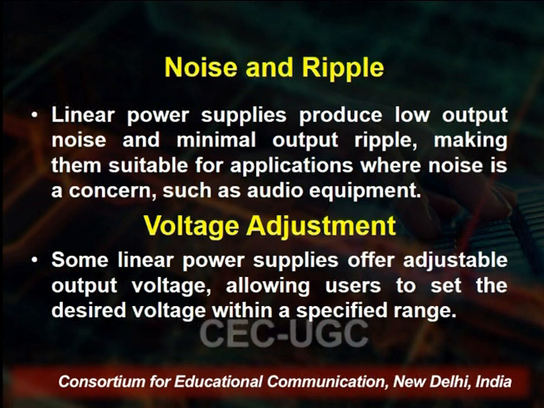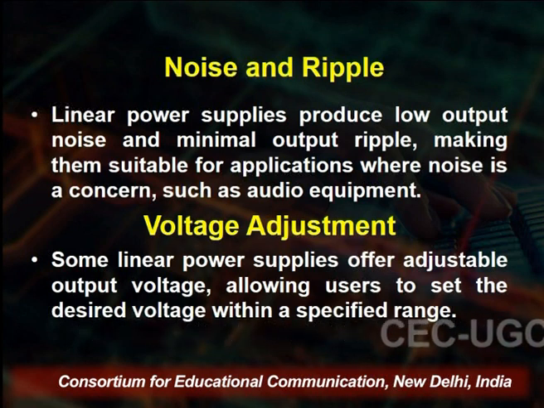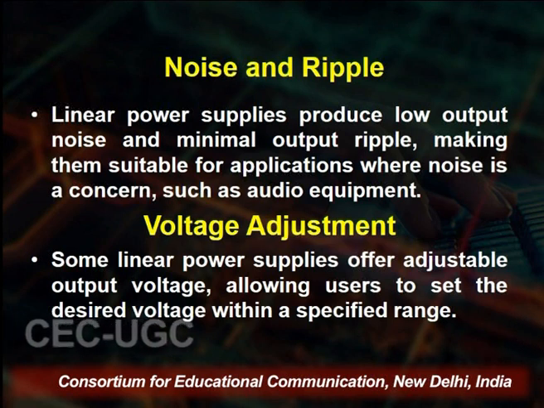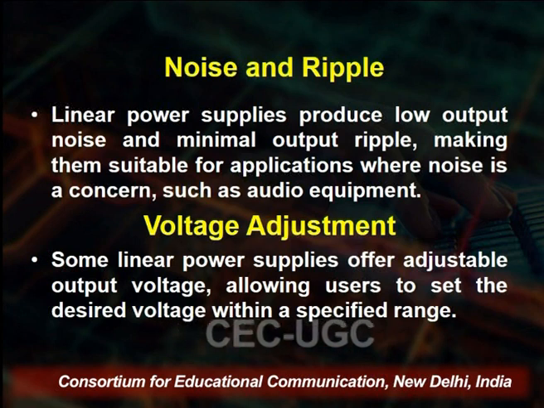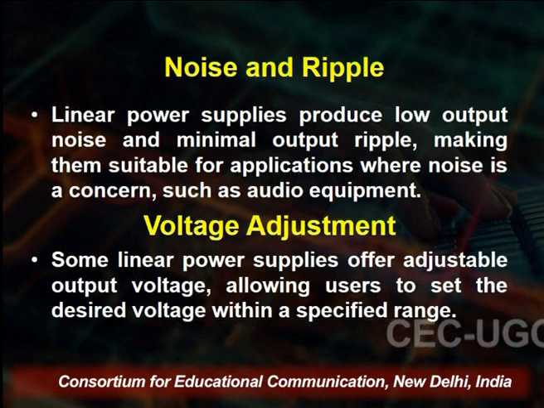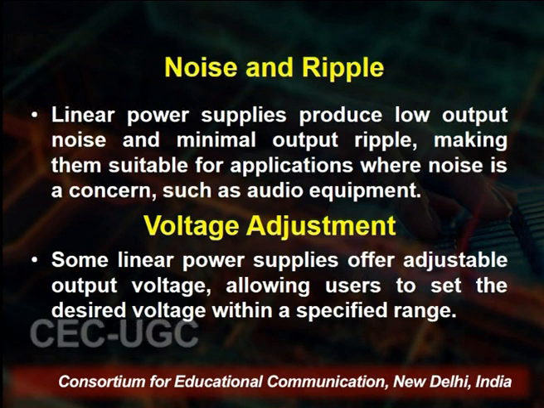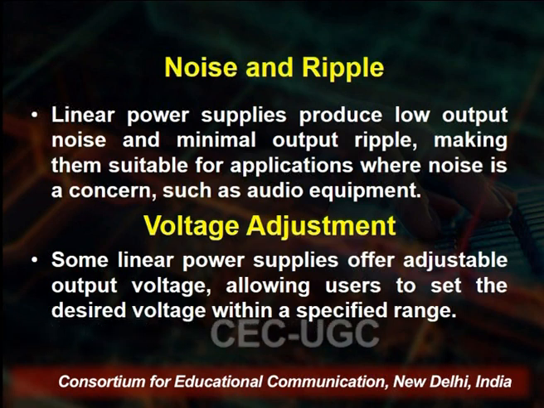It produces low output noise and minimal output ripple, making it suitable for applications where noise is a concern, such as audio equipment. So this type of supply has less noise and ripple. Voltage adjustment: some linear power supplies offer adjustable output voltage, allowing the user to set the desired voltage within a specified range. So for a specified range we can fix the voltage.